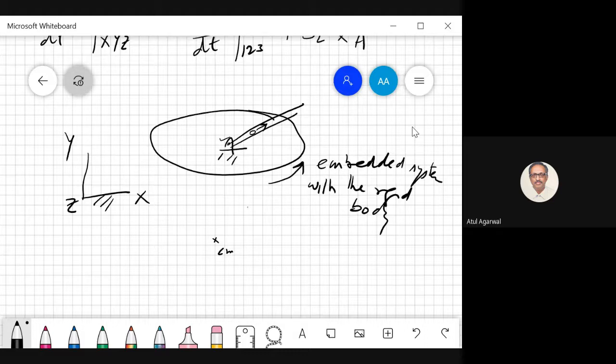You take any point in the body. Now, what is the velocity of this? What is the position vector of this point? Suppose this point's position vector is r, and the position vector from the fixed system of this point is capital R.